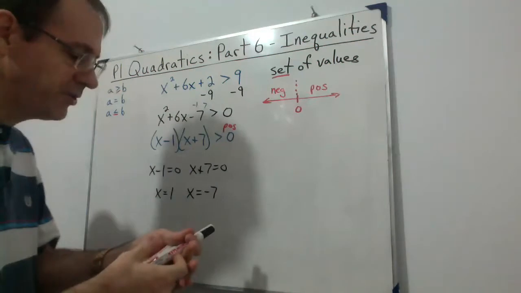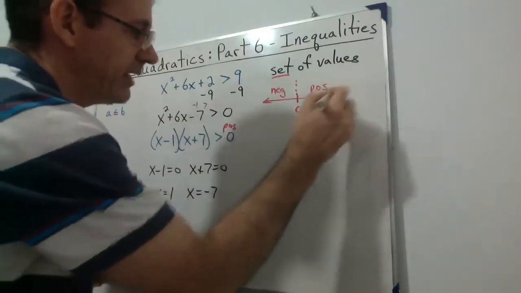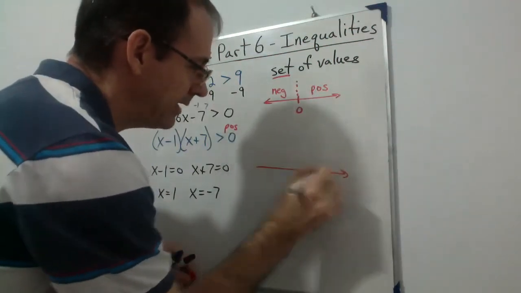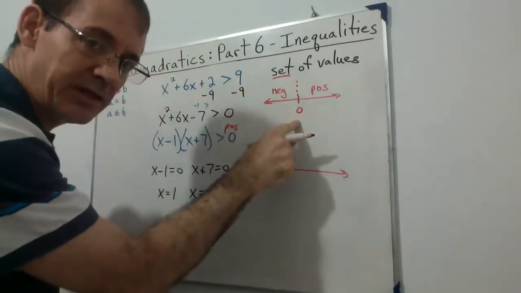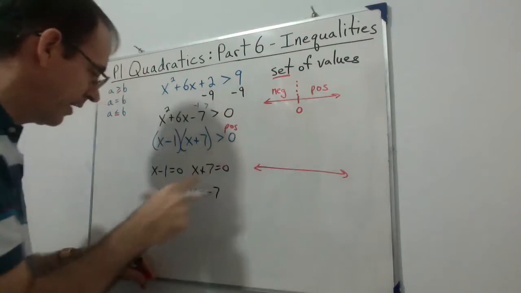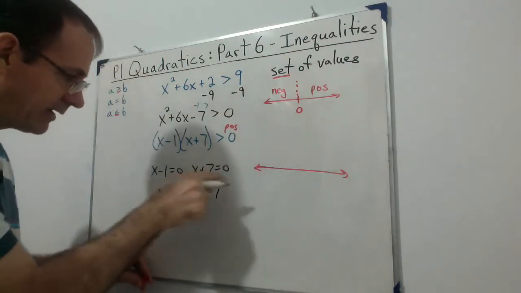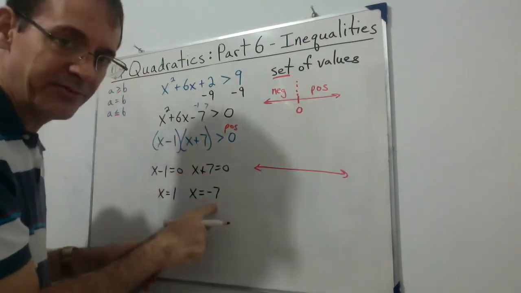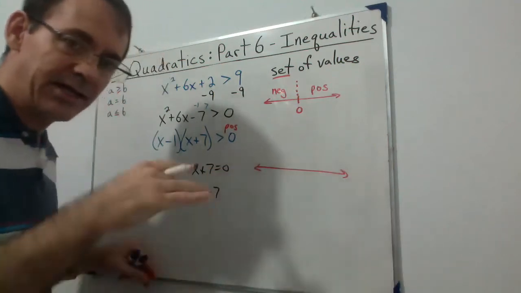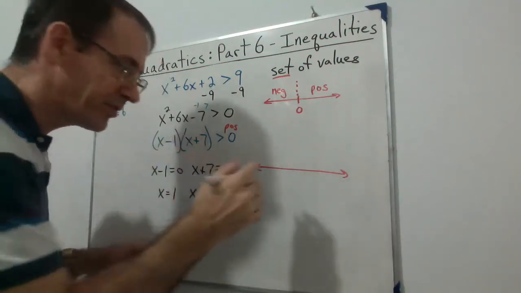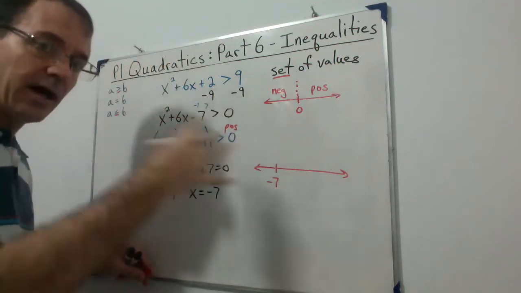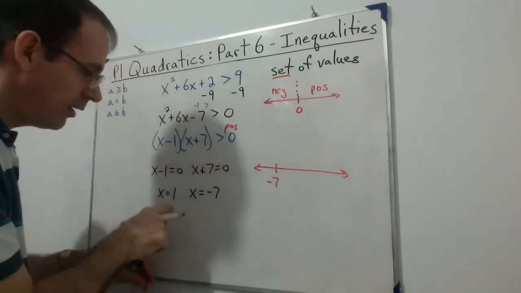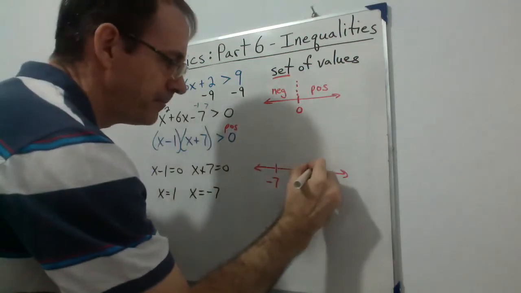So what we want to do is create our own number line, and we want to establish our boundaries at where the zeros are. And the zeros are located at 1 and negative 7. Well, a number line is ordered. So make sure you put the smallest one on the left. Negative 7 is on the left side, the smaller side. 1 is the larger number.